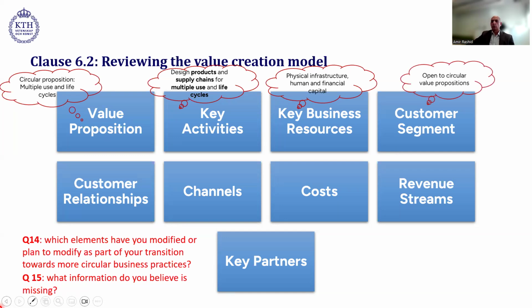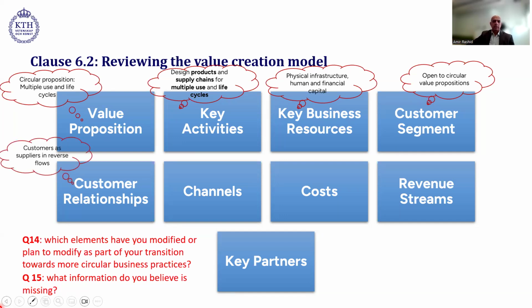Customer segment, of course, you will have to think of customers who are open to circular value propositions. Sales model will, of course, be maybe the main stream of revenues for the companies today. But you will have to think about future customers who are open to circular value propositions.